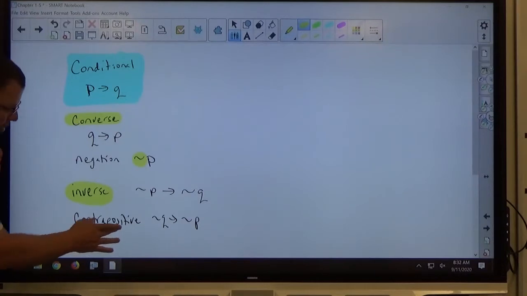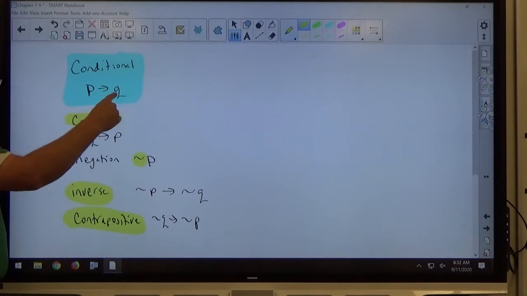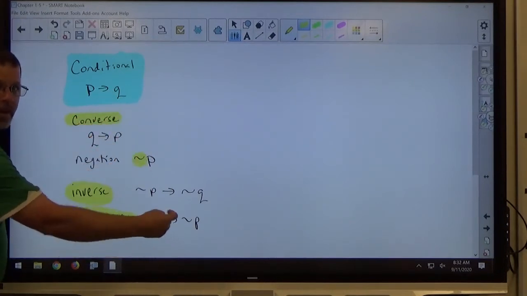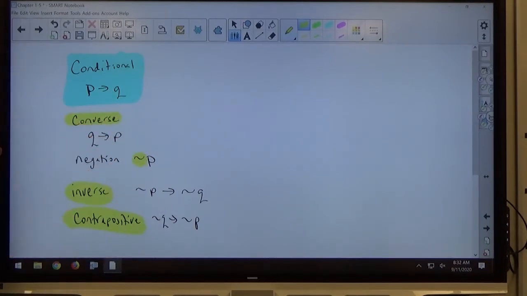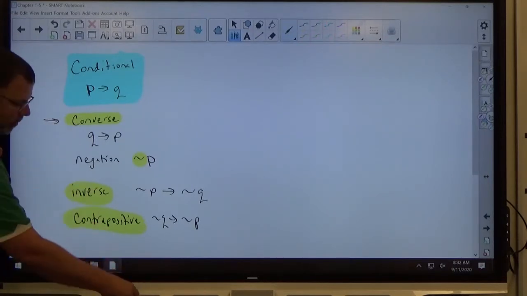And then you got your contrapositive. They ran out of small, simple words to describe these things. Contrapositive swaps the order and negates. If it rains, then I will use an umbrella. If I don't use an umbrella, then it doesn't rain. The one we're going to focus on in example 3 is the converse. Only doing converse today.